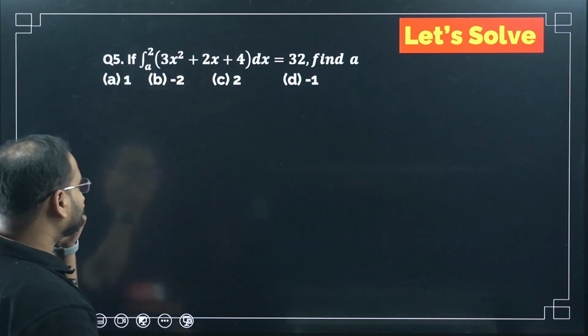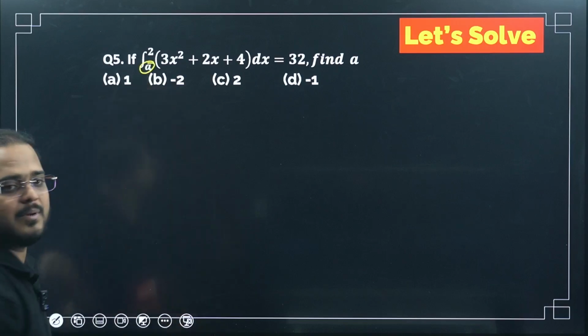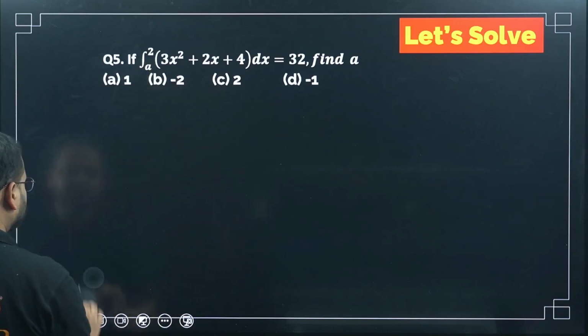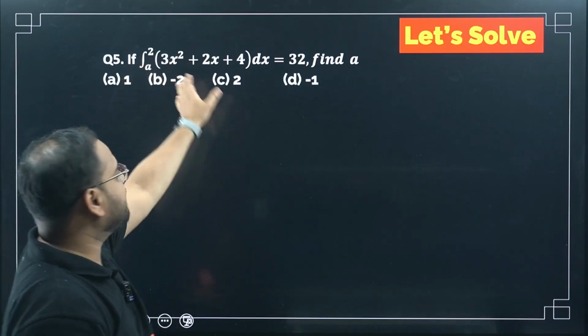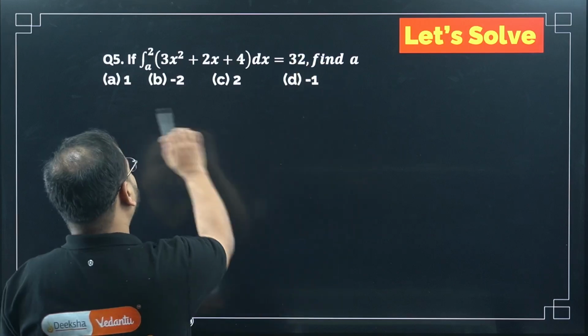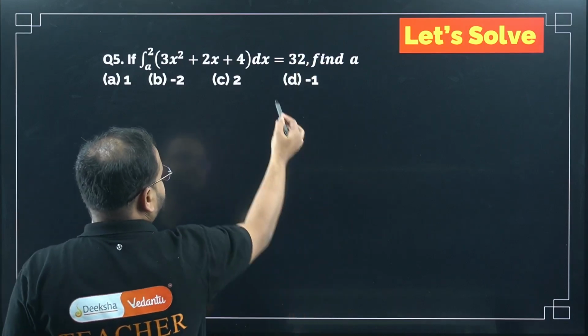In this particular question, the limit is a variable a. Let's see how we can solve this, sir. I have to integrate this first without using the limit. Then I will apply the limit and put that equal to the value 32, and we'll see which of the options are correct for the given function. Let's see how we can solve it.